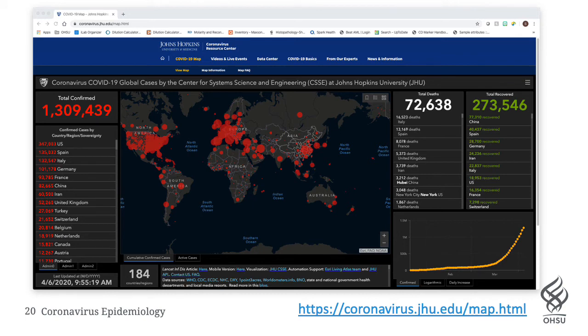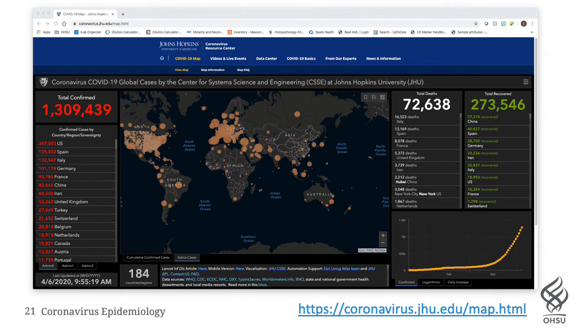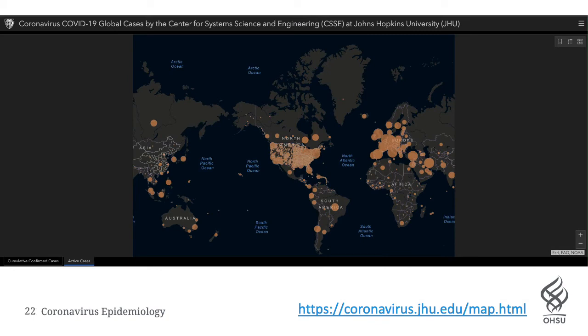This is a map. It's a wonderful resource from Johns Hopkins University of Medicine that shows the current state of the COVID-19 pandemic. Tragically, there are more than 1 million confirmed cases of COVID-19 across the world and 72,600 deaths. If you switch the map, you can see the number of active cases of COVID-19. We can use this map to really understand what the current state of things is across the world and in our own country.